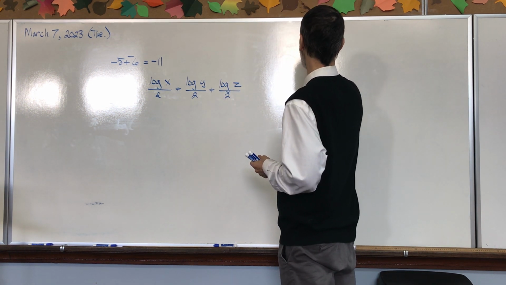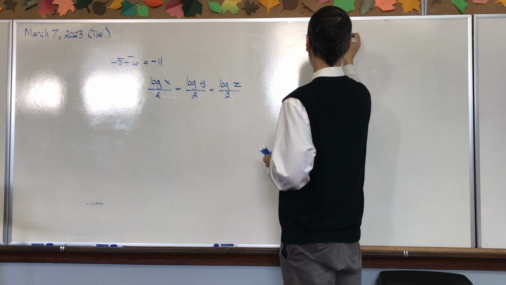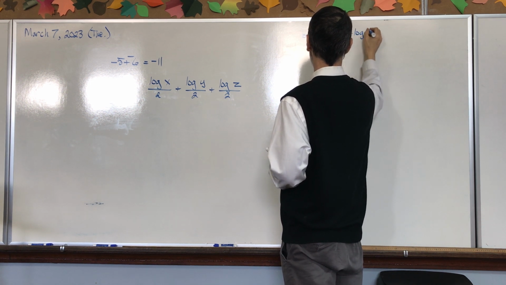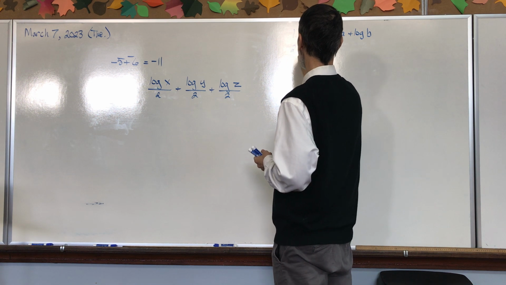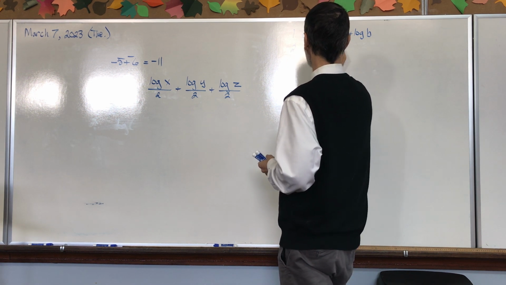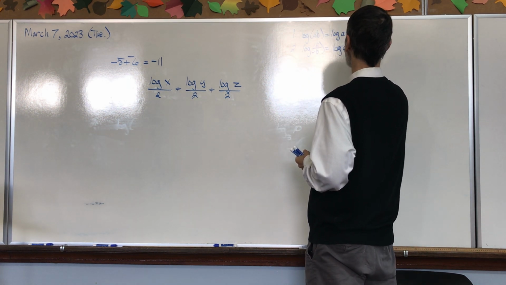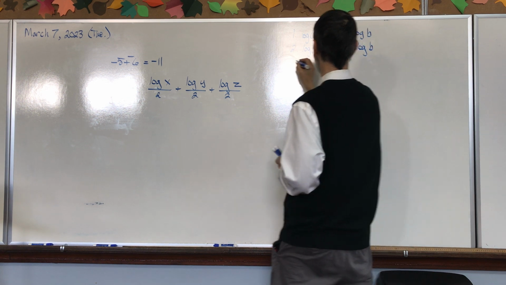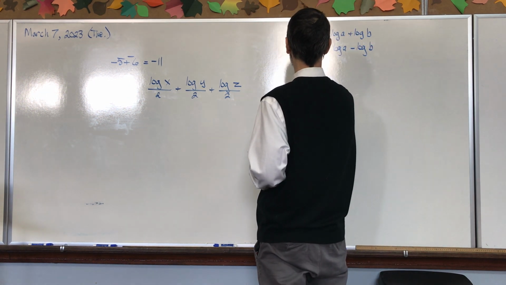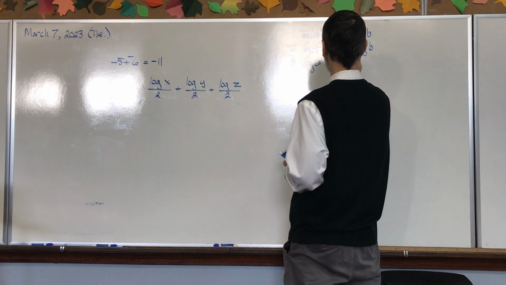Here's the first rule: log of AB equals log of A plus log of B. That's number 1. The second rule is log of A over B is equal to log of A minus log of B. Number 3: log of A to the B power is equal to B log of A.